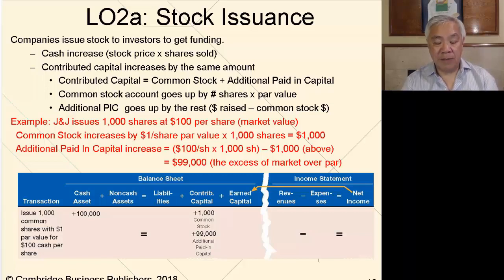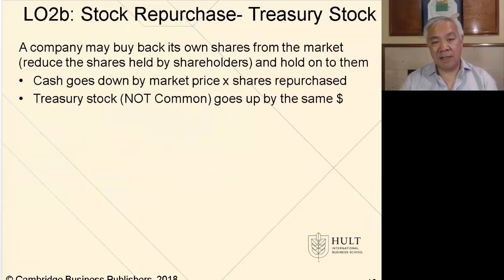And in the bottom, you see the template. We see on one side cash going up by 100,000. On the right side, we see the contributed capital in the account called common stock going up by 1,000, and the contributed capital account called additional paid-in capital going up by 99,000. That's issuing of shares at the beginning of the company.